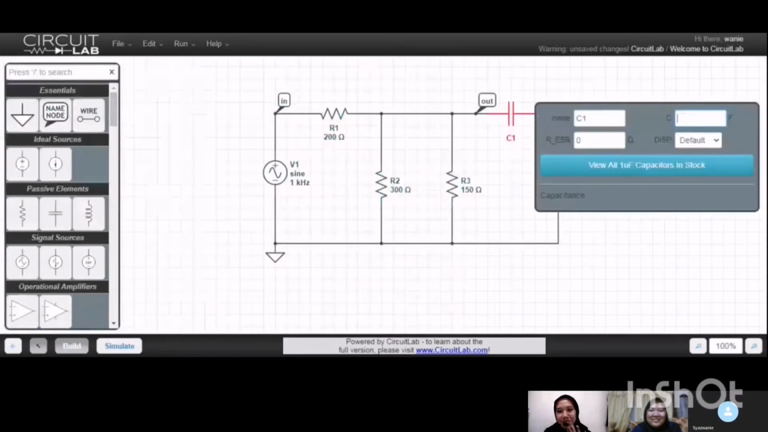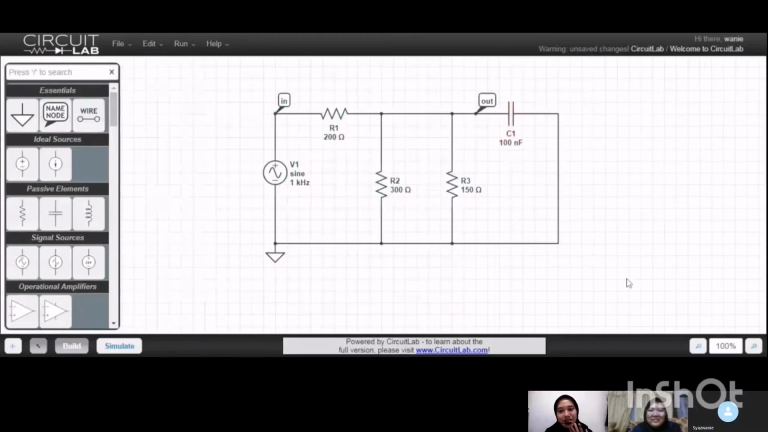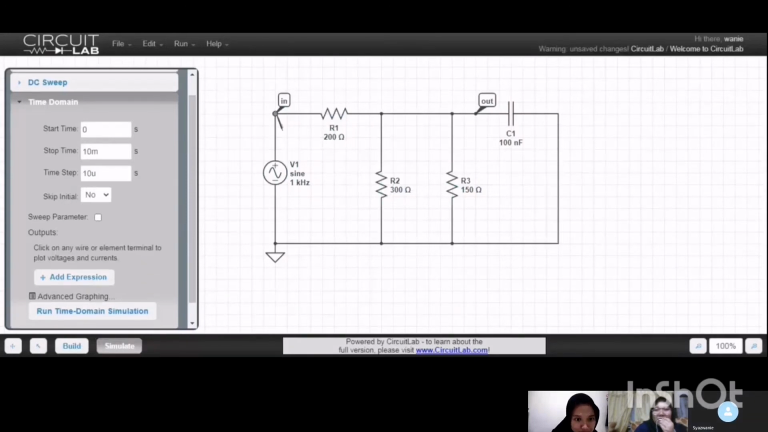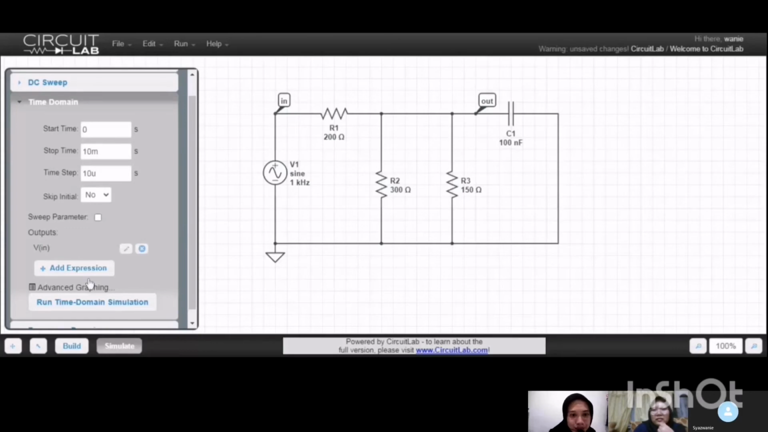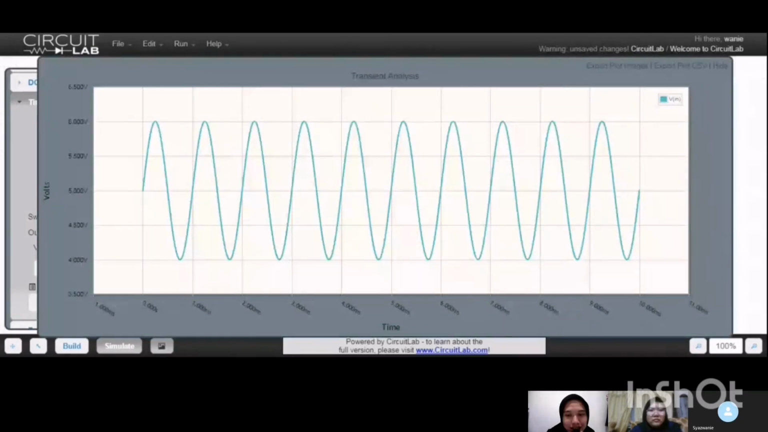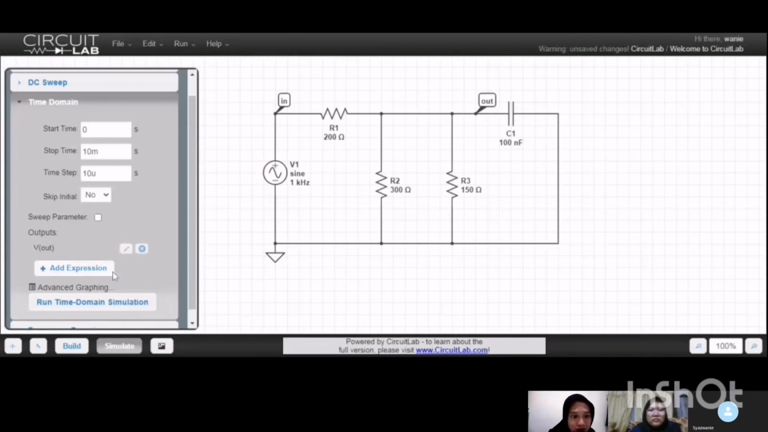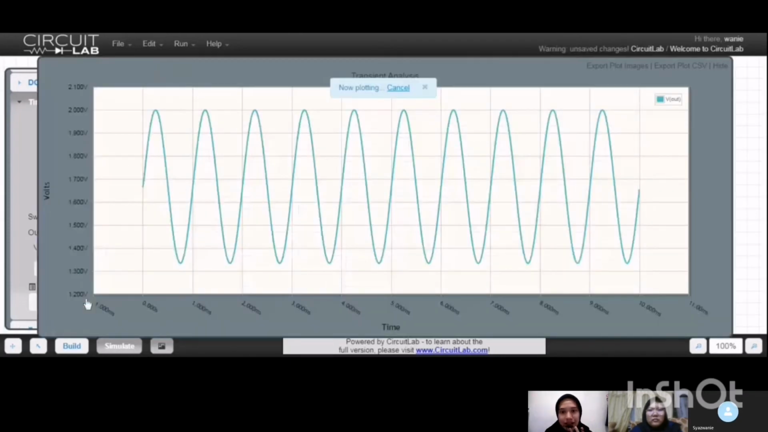Next for 0.1 microfarad. Let's run this circuit. First we will look at the input waveform. Press in and then run, and we get the input waveform. Next output. Run. Here is the graph for the output waveform for 0.1 microfarad.